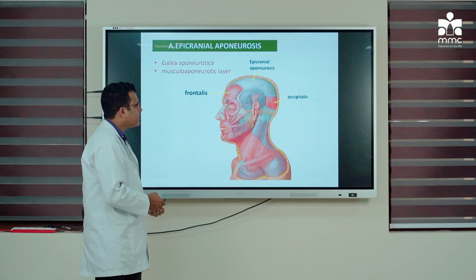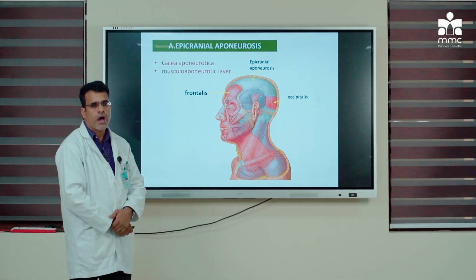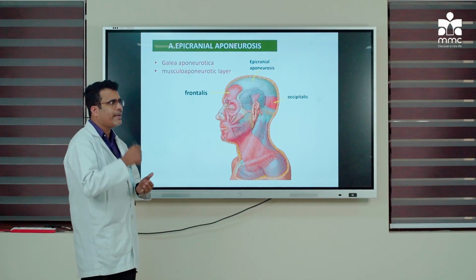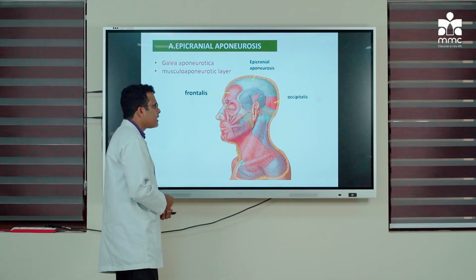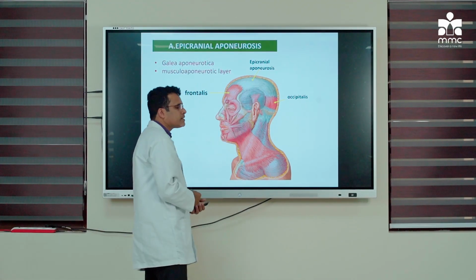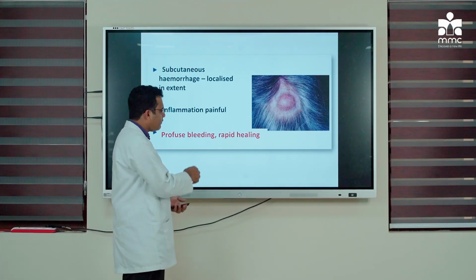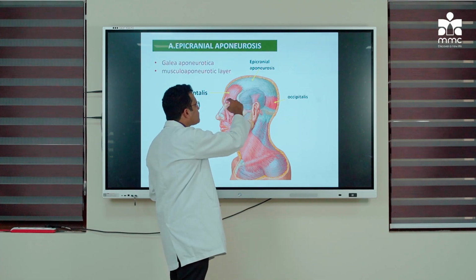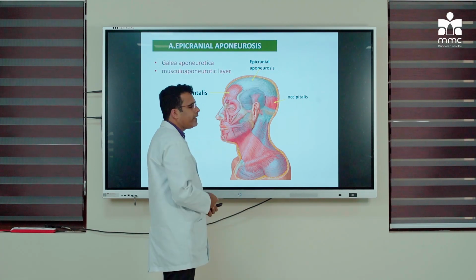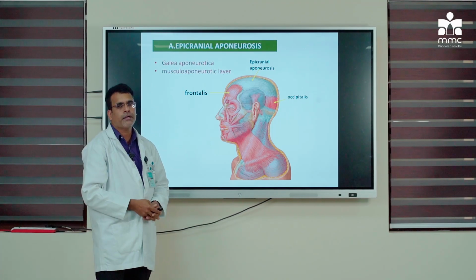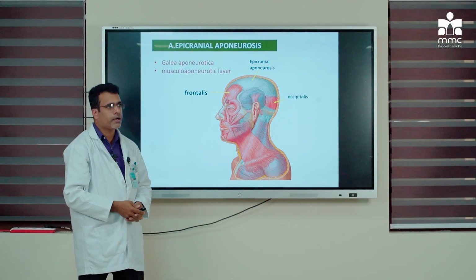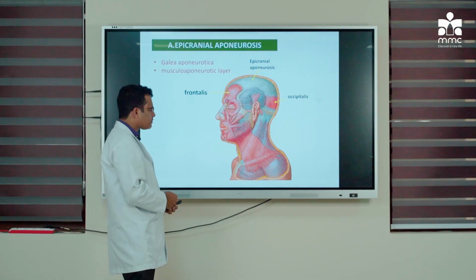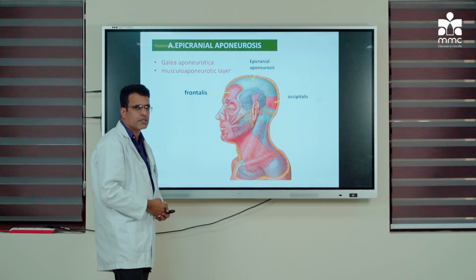Next is the third layer. This is called the epicranial aponeurosis, otherwise called the gallia aponeurotica or aponeurotic layer. This layer consists of muscles and aponeurosis. There are 2 muscles. Anteriorly there is the frontalis, and posteriorly there is another muscle called the occipitalis. Both the frontalis and occipitalis are inserted to an aponeurosis in the middle part. This is called the gallia aponeurotica, otherwise called the epicranial aponeurosis. This layer is very important because there are peculiarities for these muscles also.